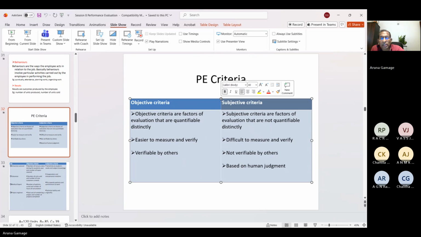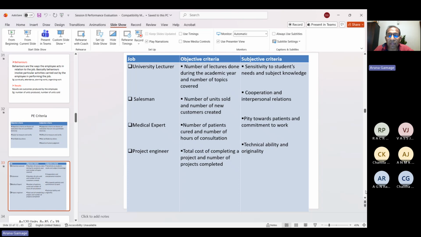Can you tell me one objective criteria that can be used to measure the level of performance of a bank teller? Number of transactions made, number of files sent, number of customers served. Right. So likewise, you should be able to determine subjective and objective criteria. Lecturer: number of lectures done. Sales: number of units sold. Medical expert: number of patients. Project engineer: total cost of completing. Those are objective, and there are subjectives too. Right.